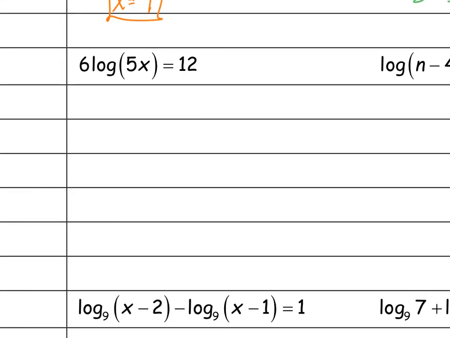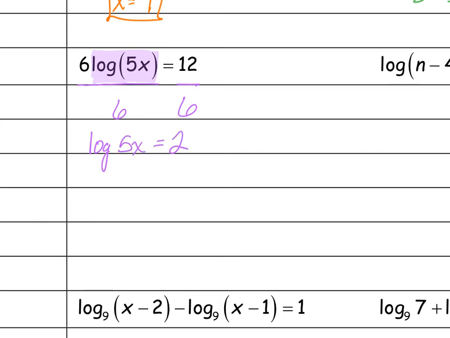Okay. So this one, where's my log at here? So I'm just going to highlight the part I want to keep, which is here. So the log and the parenthesis part of it. So this is the part I want to keep, okay? So what am I going to do to the 6? Well, I'm going to divide by 6 because it's 6 times the log. So this is log of 5x equals 2.